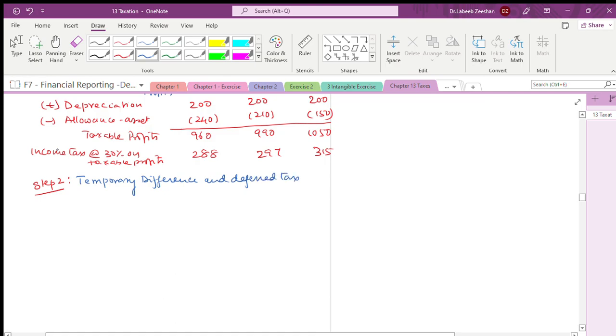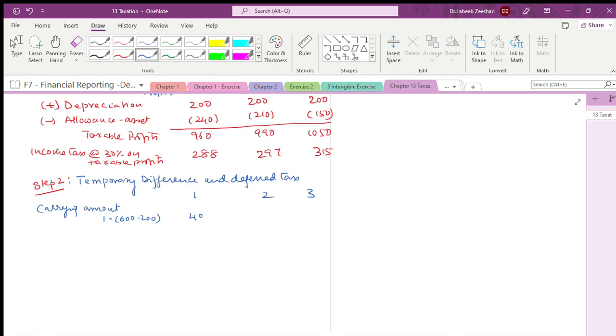What is the carrying amount of the asset? Year 1, year 2, year 3. At the end of the first year, the value of the asset is 600. Depreciation is 200. Carrying amount is how much? 400. Year 2, how much carrying amount? 600 minus 200 for the first year, minus 200 for the second year depreciation.